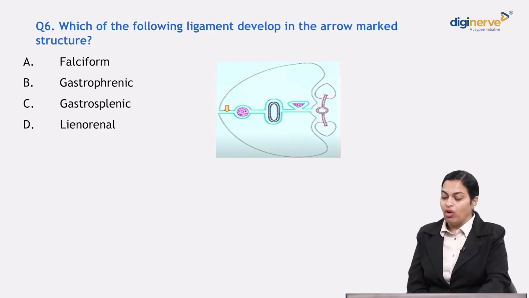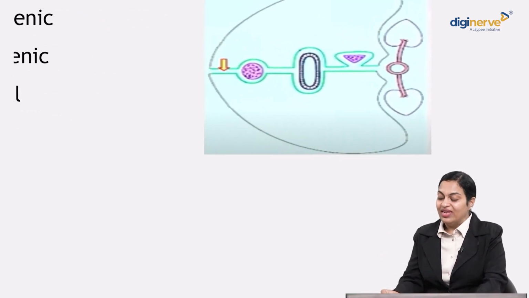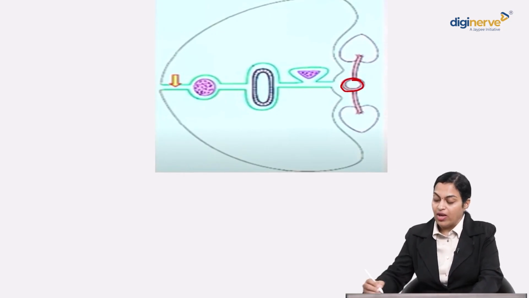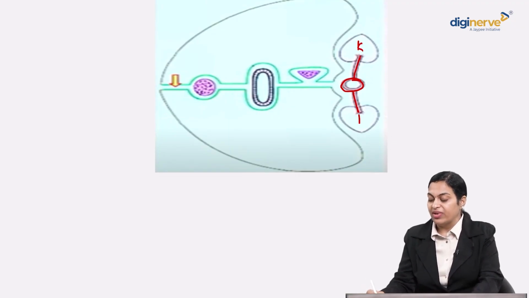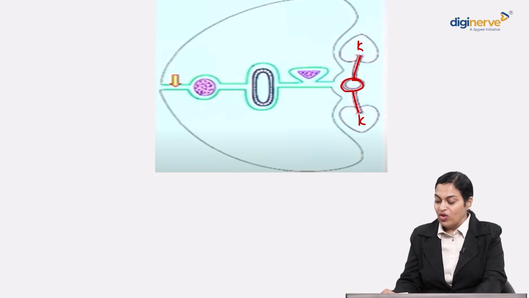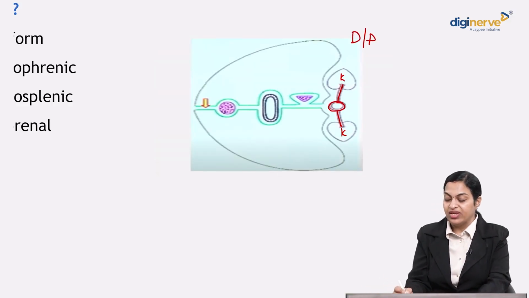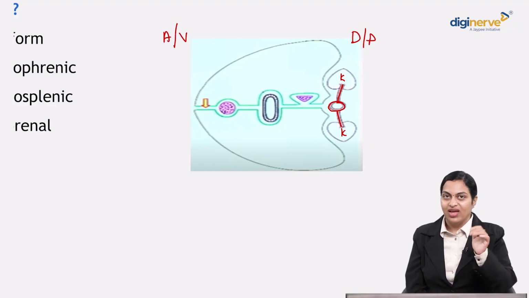Which of the following ligaments develops in the arrow-marked structure? Right? Let us orient to this image. What you see here is the dorsal aorta, the branches of which seem to supply the developing kidney. So this is the dorsal or the posterior aspect. This is the ventral or the anterior aspect for this image, right?